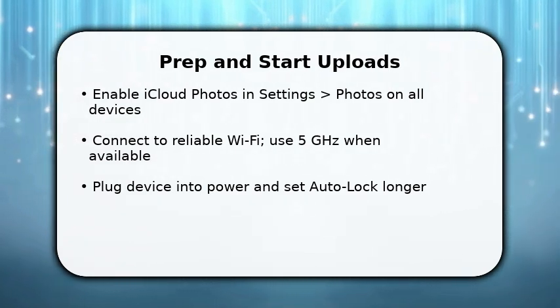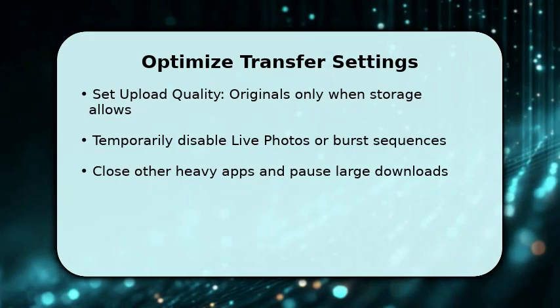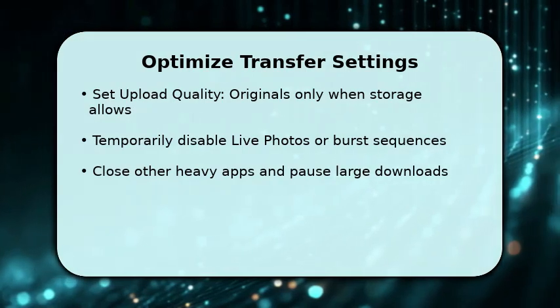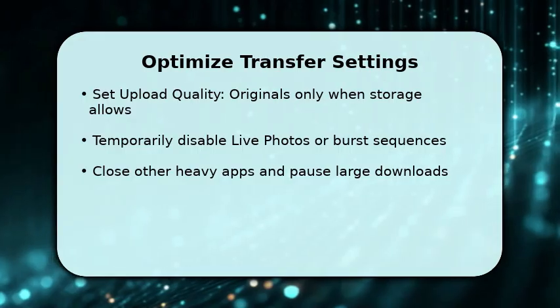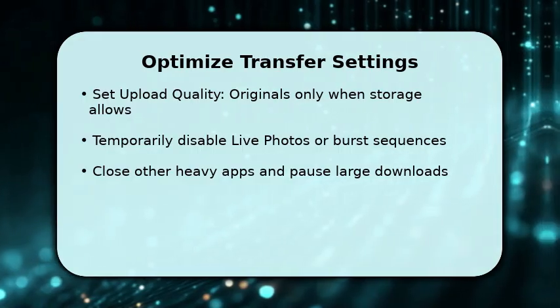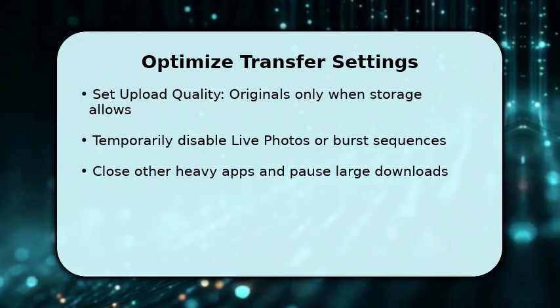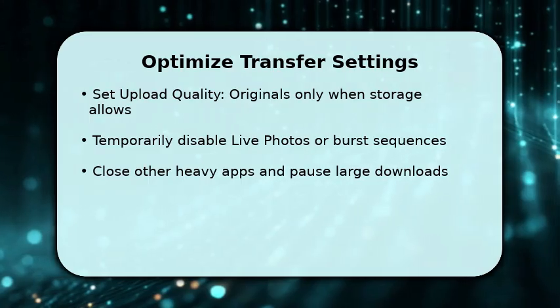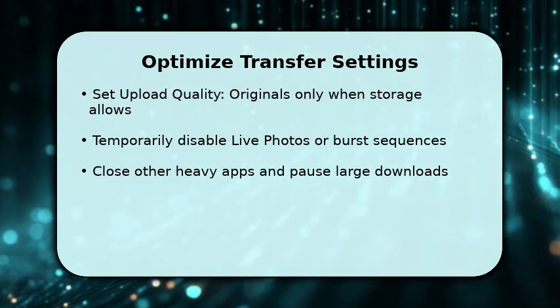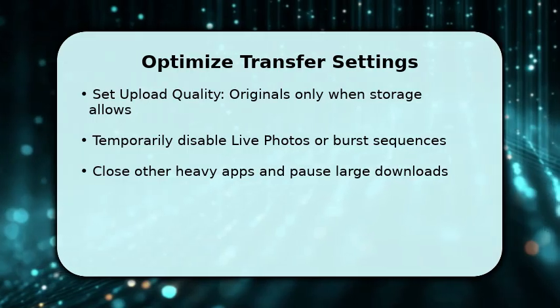Now you optimize how media is uploaded. Choose originals if you have iCloud storage space, because compressing on the fly adds overhead. Otherwise, select high efficiency. Then prune or temporarily disable live photos, burst sequences, or long videos that hog bandwidth. Convert or trim them locally first.